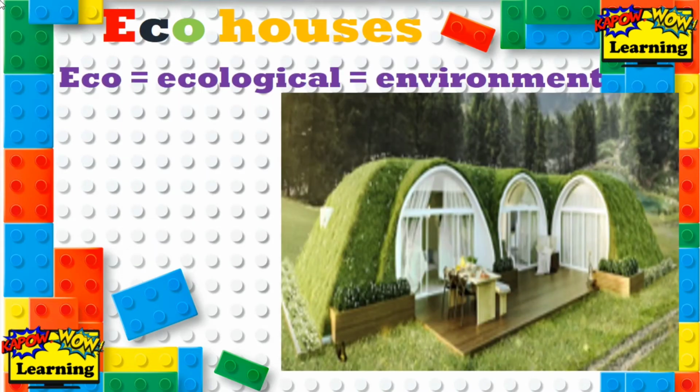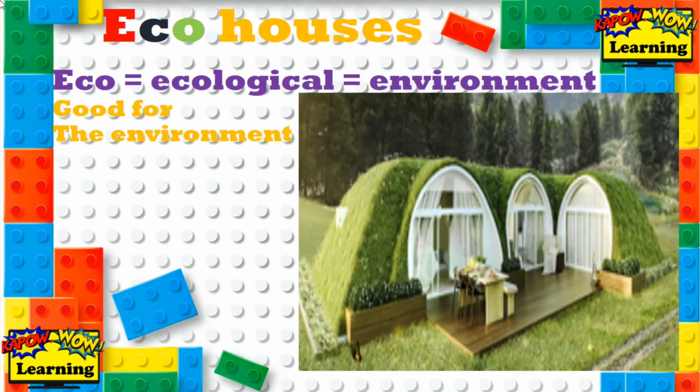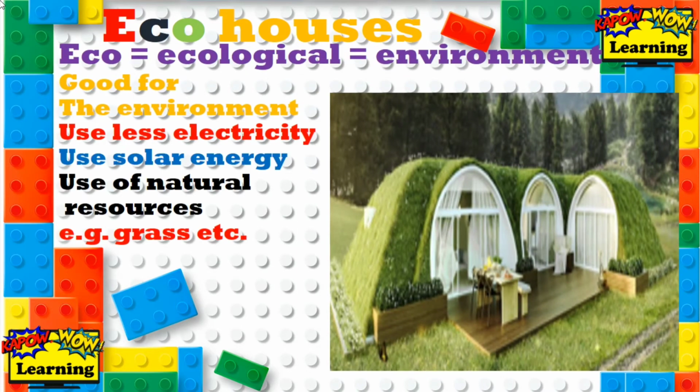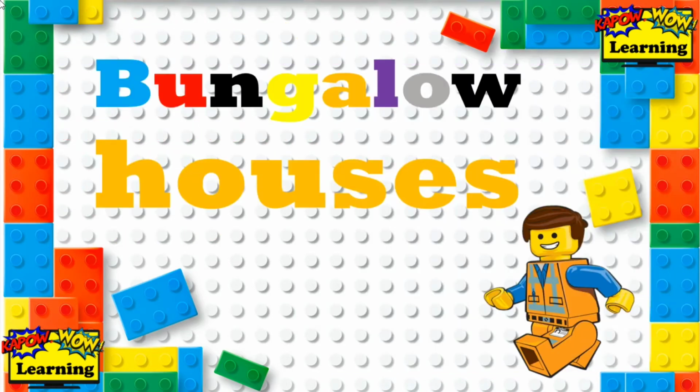So eco is short for ecological, which looks at the environment. So these houses are very good for the environment. They use less electricity and they use solar energy. Okay. The use of natural resources. So they will use things such as grass. They will not go to shops and buy materials, grass, wood. They will be using and reusing materials. So that is eco houses.